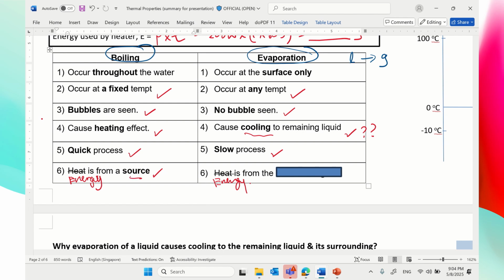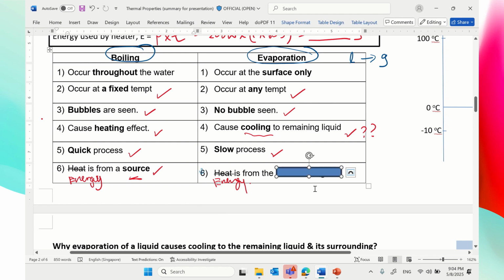So it's from a source. But evaporation can happen quietly if you leave a bowl of water there. Where does it get the energy from? The surface molecules absorb the energy from its surrounding. It can be from the bowl, it can be from the rest of the liquid at the bottom of the surface, it can be even from the air particles that are knocking on the surface molecules. So it absorbs energy from its surrounding.